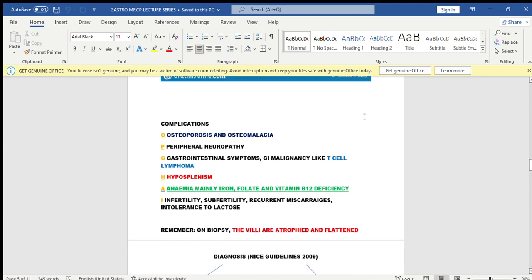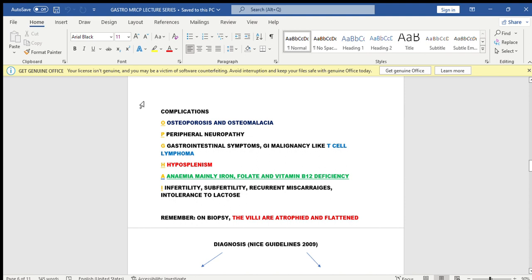Next thing we look at is the complications. In order to remember these complications, I have come up with a mnemonic which is called OP Guide. For those of you who don't know OP Guide, it is a textbook of pediatric medicine which was used very commonly in the Indian medical setup. So, O stands for osteoporosis and osteomalacia, P for peripheral neuropathy, G for gastrointestinal symptoms and also GI malignancy like T cell lymphomas. Next, we have hyposplenism, functional hyposplenism. The other thing we have, A stands for anemia, mainly iron, folate and vitamin B12 deficiency anemias. I stands for infertility, subfertility, recurrent miscarriages and intolerance to lactose.